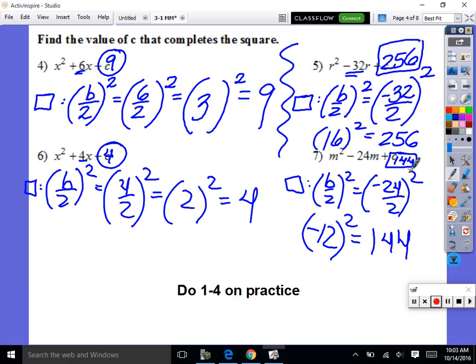So I'm going to let you guys practice 1 through 4, and then we'll start applying this, and I'll show you how it works. So what you're doing is you're finding the value that we're going to be adding, the square, that you'll be adding to your equation. So you'll do 1 through 4 on your practice now. You have a practice and we have the teacher notes. Go to your practice and do 1 through 4.